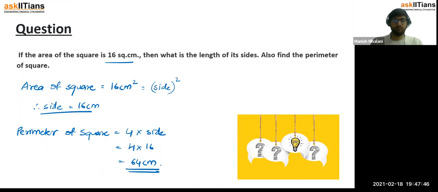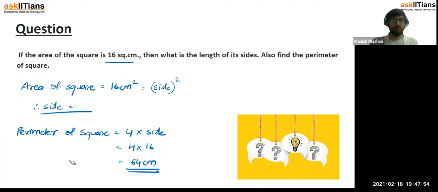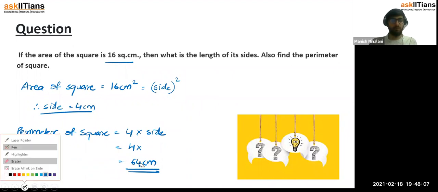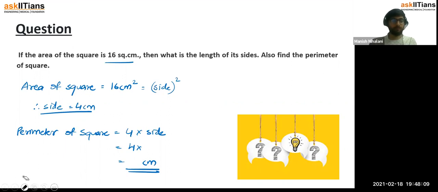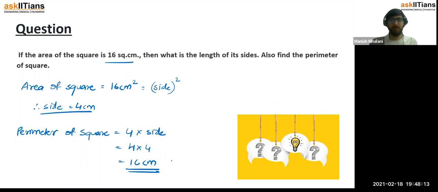Okay, so the side would be 4 centimeter. I'm sorry, the side would be 4 centimeter, because you can see that we have to take the square root of it, right? Side would be the square root of 16, that is 4 centimeter, and the perimeter would be 4 into 4, that is 16 centimeter, correct.